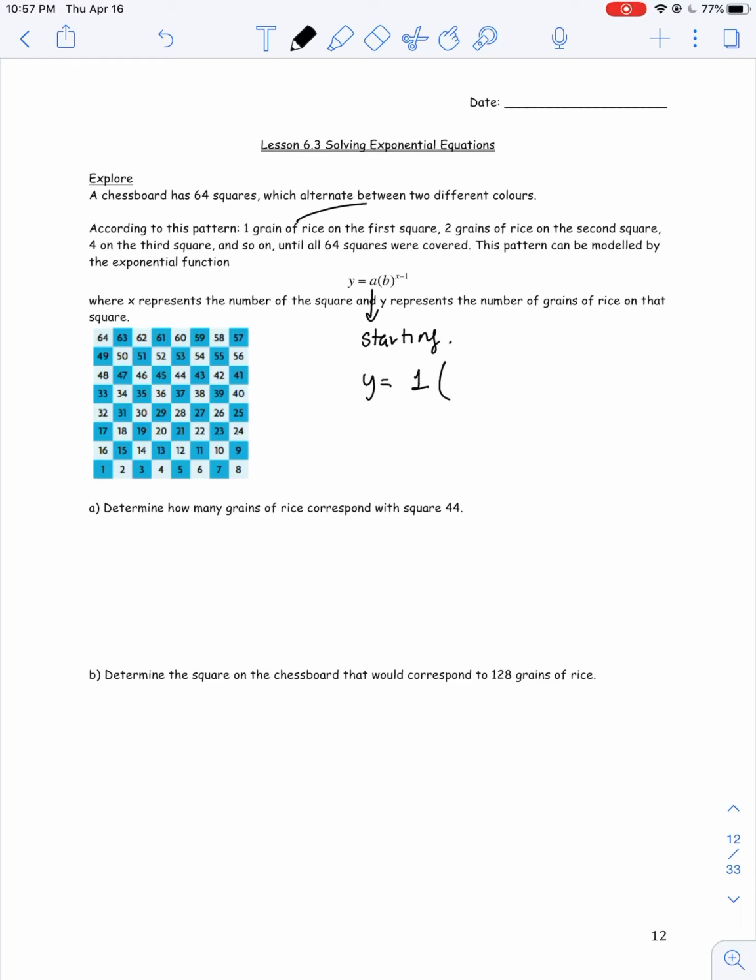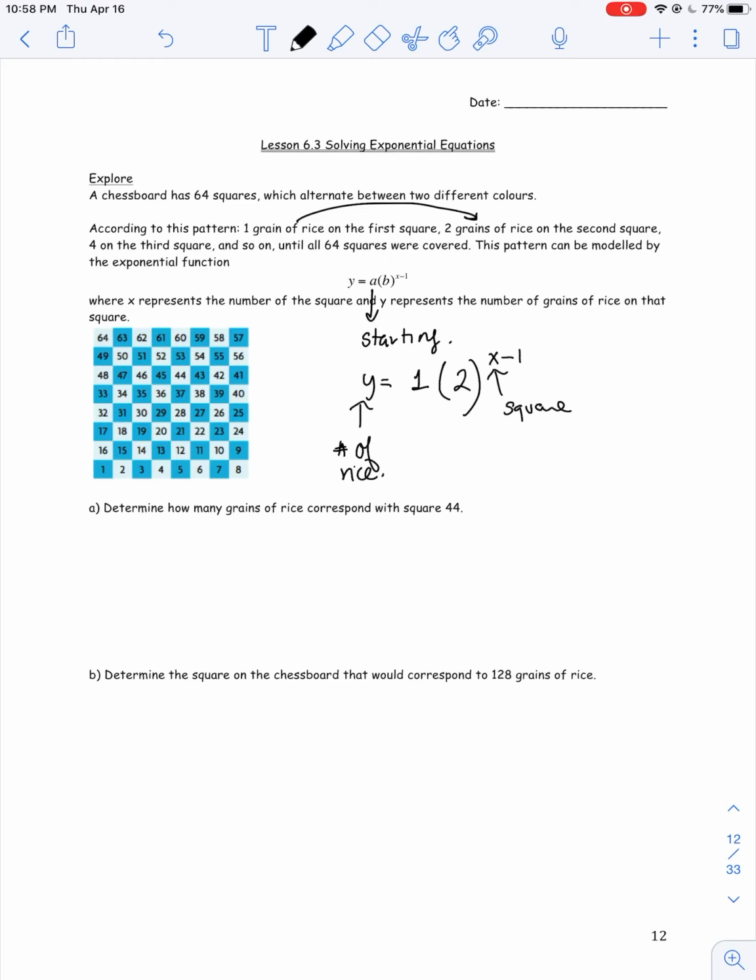Now, what you'll notice is to get from the first square to the second square, you're going to double and then double again. So our B value is doubling, which means that it's number 2. And then we're going to have x minus 1, where x represents the spot that we're in, so the square that we're on. And y represents the number of rice grains that we have. So that's what the x and the y represent.